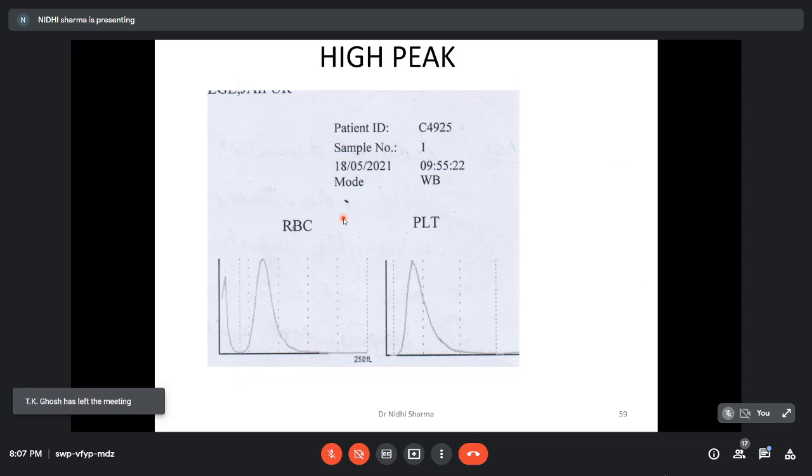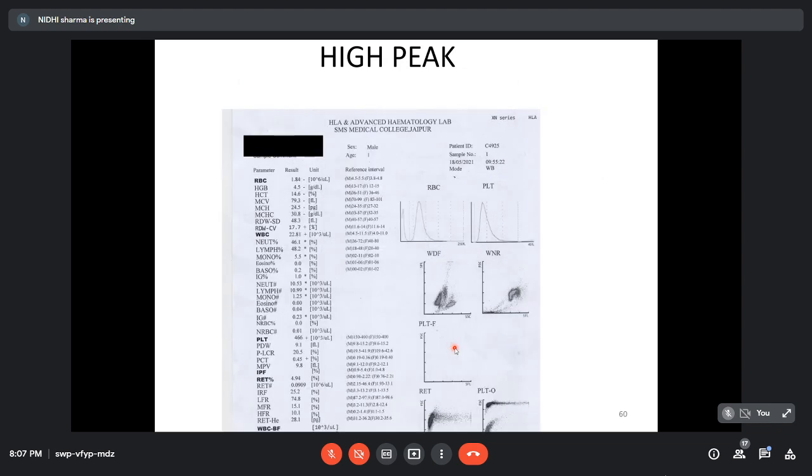Consider this graph. What happens when you see your platelet graph and the peak that you see is much higher than what you normally see? In such instances, we clearly have to think of a high platelet count. A high platelet count would usually produce a very high peak in the case of platelets. Let's look at this graph, and if you look at the indices, the platelet count is somewhere around 466, so about 4,66,000 is the count in this case.